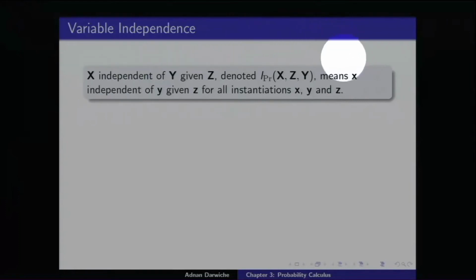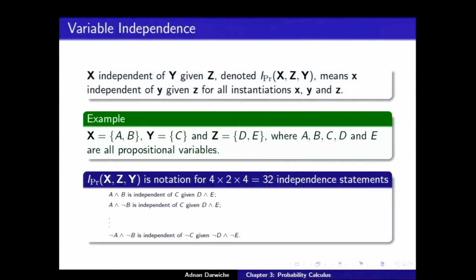So what you're saying is, if I write this, I'm telling you X is independent of Y given Z for all instantiations X, Y, Z. So these small x, y, z are propositional sentences. Let's look at a concrete example. It becomes clear. If you choose the variables X to be the binary variables A and B, and Y is just a single variable, C, and Z is two binary variables, D and E. So remember, A, B, C, D, and E are all binary variables. They could be on or off.